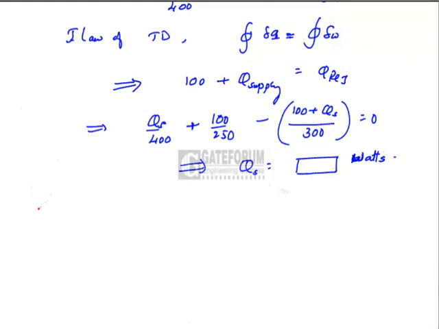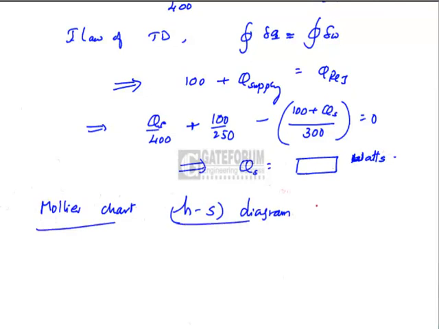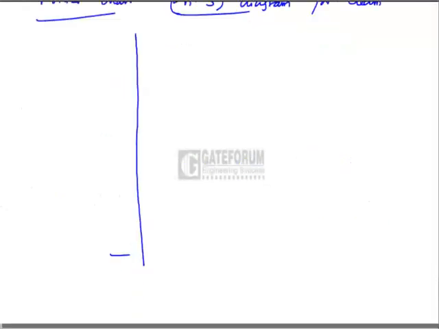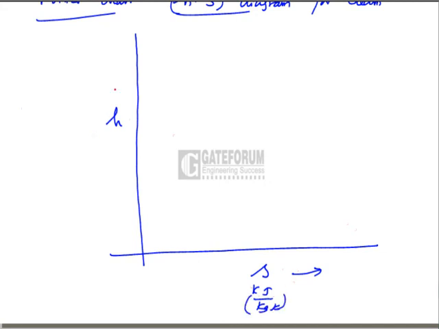Now we shall discuss a very important diagram, that is the Mollier chart, that is the H versus S diagram for steam. Let us see how the Mollier chart appears and what the various important lines are. It is the H versus S curve, where S is in kilojoule per kg Kelvin and enthalpy is in kilojoule per kg.